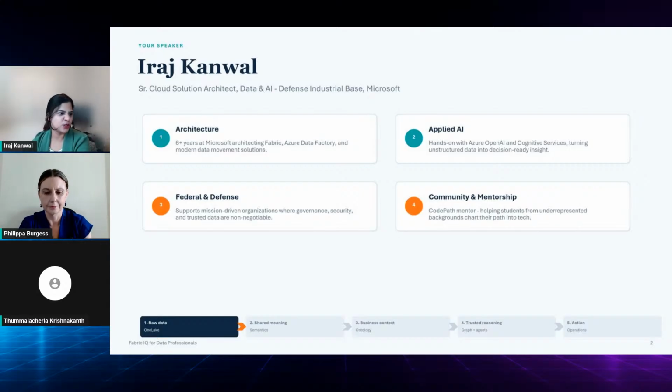And Fabric IQ is not just about making the AI sound smarter, it is about giving the AI more governance and context so that when an agent answers or recommends an action, the answer is grounded in the same definitions.